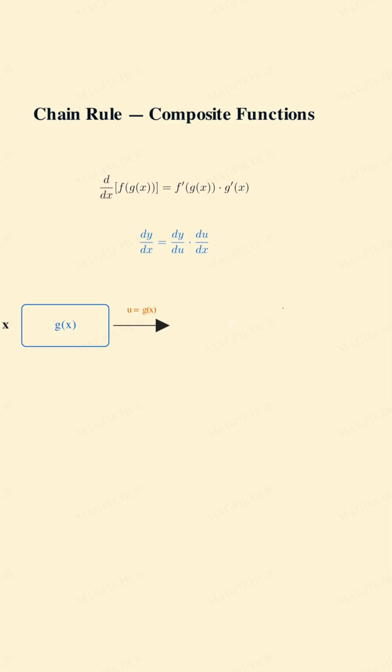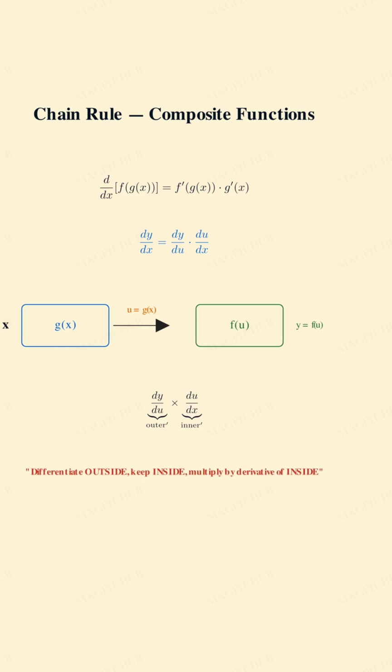Think of it as a pipeline: x goes into the inner function g, producing u equals g of x. Then u goes into the outer function f, producing y equals f of u. The chain rule says, multiply the rates of change at each stage. The mnemonic: differentiate the outside function, keep the inside unchanged, then multiply by the derivative of the inside. This is the most important differentiation rule for JEE.